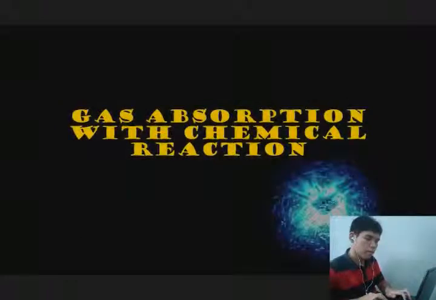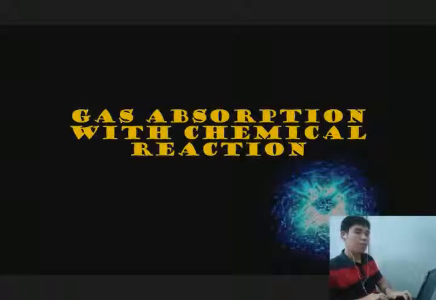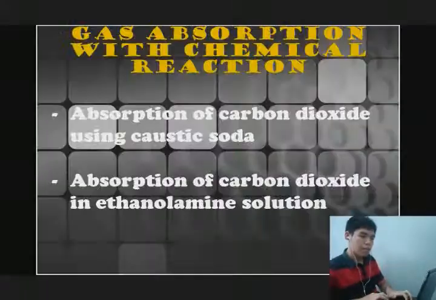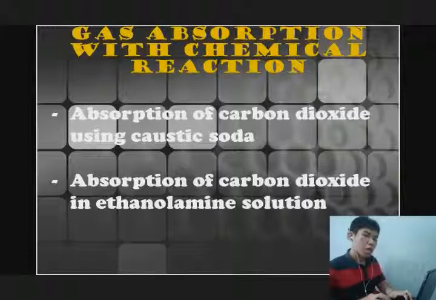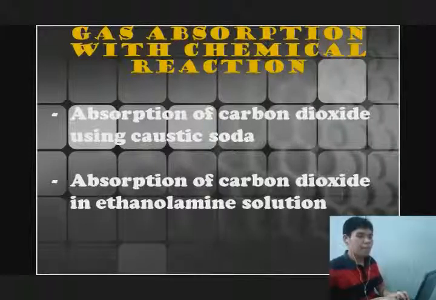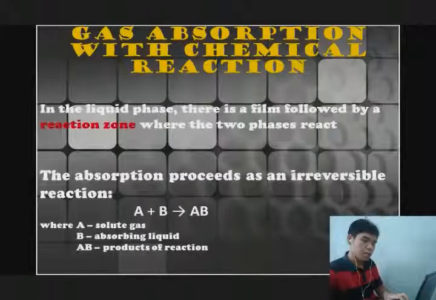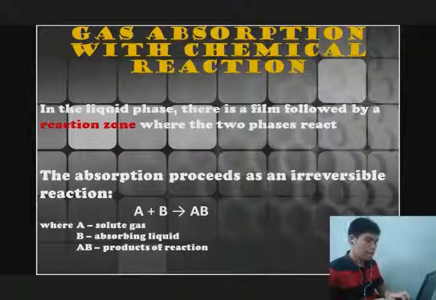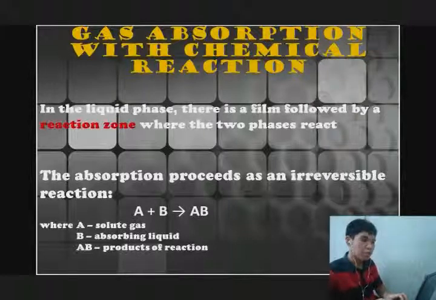Absorption with chemical reactions. There are a number of processes in which a gas reacts chemically with an absorbing liquid. Some examples are the absorption of carbon dioxide in caustic soda and absorption of carbon dioxide in ethanolamine solution. Mass transfer is made much more complicated. The absorption process proceeds as an irreversible reaction wherein A plus B produces AB, where A is the solute gas, B is the absorbing liquid, and AB is the product of reaction.